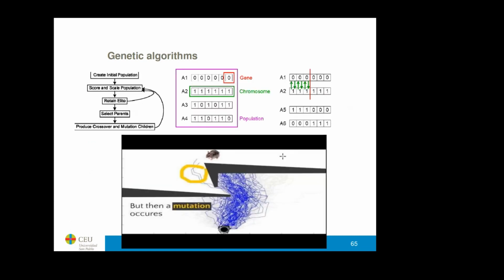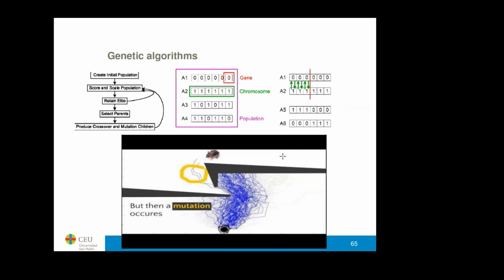Something else, genetic algorithms. I will connect my computer later, maybe, and I'll show you these videos. So genetic algorithms are kind of similar, in the sense that they are stochastic.